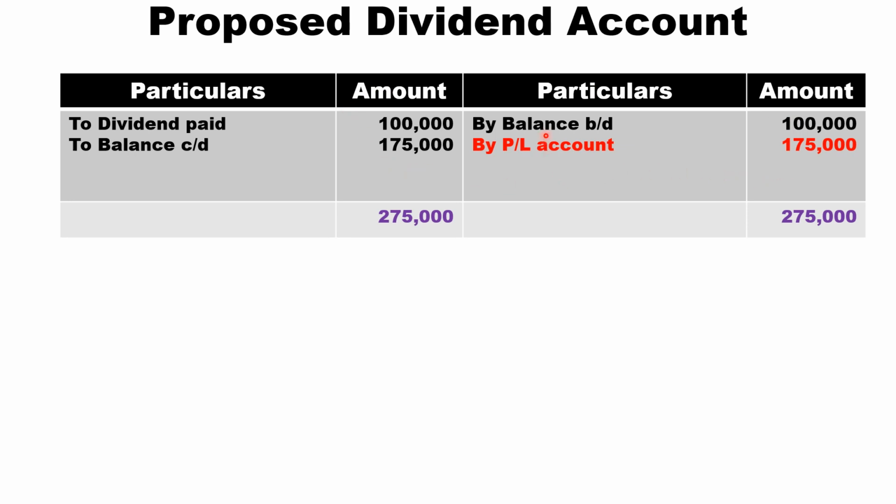So here opening proposed dividend is 1 lakh, it's a liability, 1 lakh brought down. That old opening balance, we assume it is paid. So balance brought down 1 lakh is called dividend paid 1 lakh. Closing balance 1,75,000 is called 1,75,000 proposed dividend provided. So students, opening balance is assumed to be paid, closing balance is assumed to be provided. So 1 lakh is a dividend paid in the current year. 1,75,000 is a dividend provided for future.